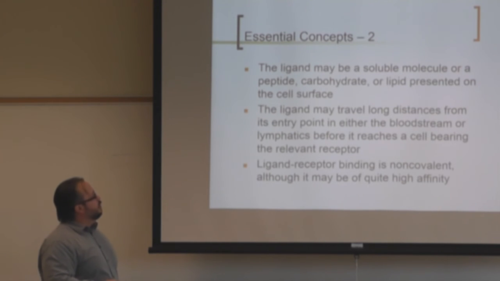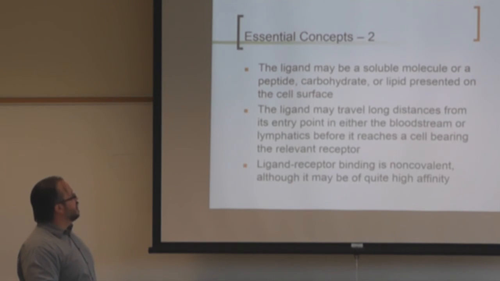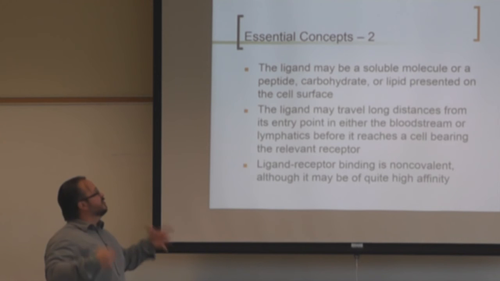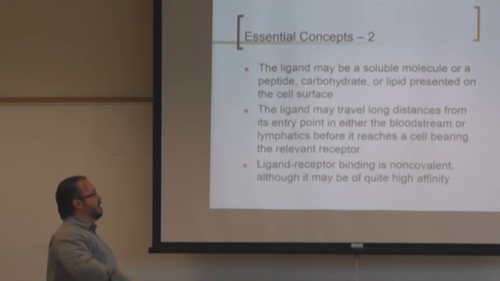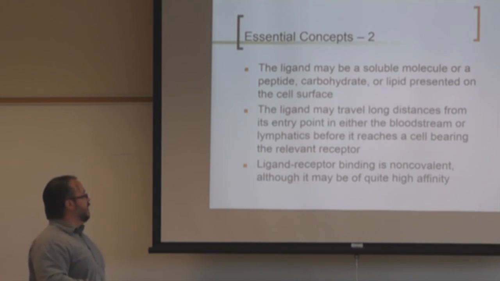Ligands may be soluble molecules or a peptide, carbohydrate, sugar, a lipid. So again, antigen is just a word, or ligand is just anything that's going to have recognition on that receptor or different receptors. Ligands can travel long distances from the entry point. You can have antigens in the bloodstream or in the lymphatics that may travel a long way before they reach a cell that is relevant to their receptors.